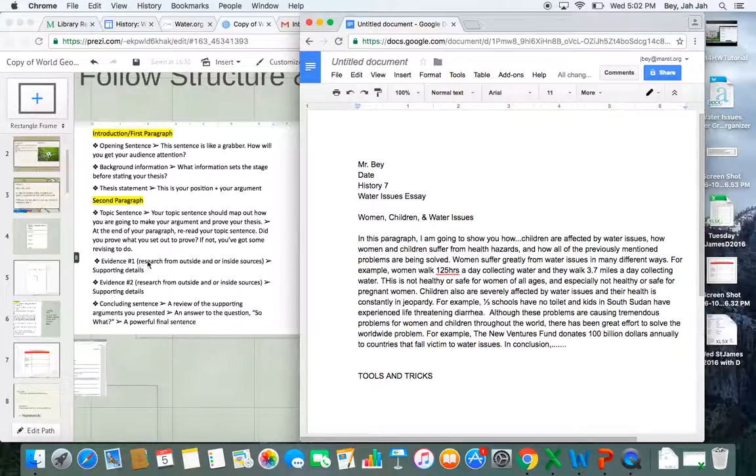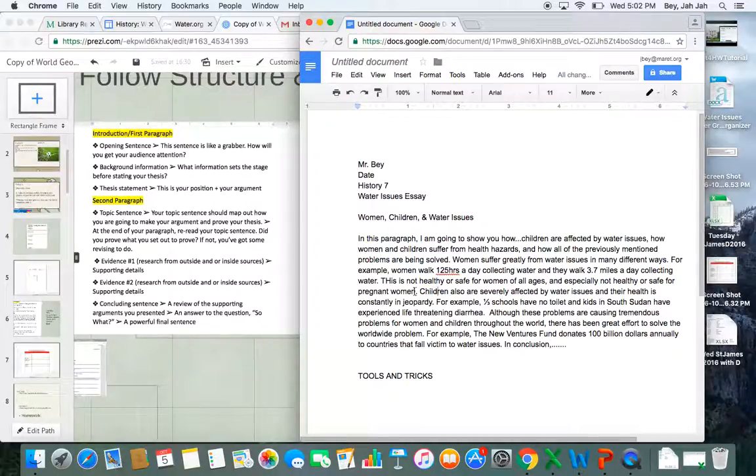Next, we need evidence. All right, now, here is my evidence. But as I encourage all of you to do, set up your evidence with some context. That means set it up with a sentence that explains the evidence that you're about to offer the reader. So here's my context. Women suffer greatly from water issues in many different ways. For example, now it's time for evidence. Women walk 125 hours a day collecting water, and they walk 3.7 miles a day collecting water. That's my evidence. So that's evidence number one.